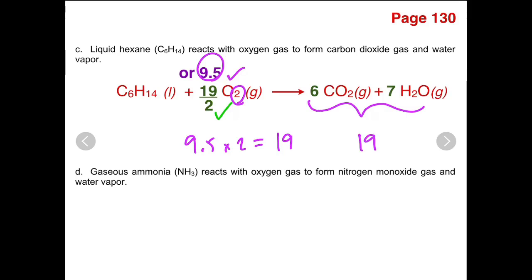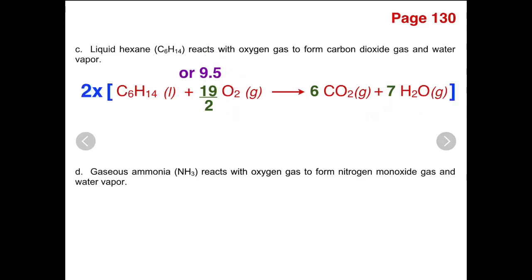But we are not going to stop here, because in a balanced chemical equation, you should not have a fraction or decimal form in your chemical equation. So there will be one extra step that you are going to do here, which is to multiply the whole equation by 2. The reason for that is because we want to make this fraction a whole number. So you're going to multiply everything by 2 in order to make this a whole number.